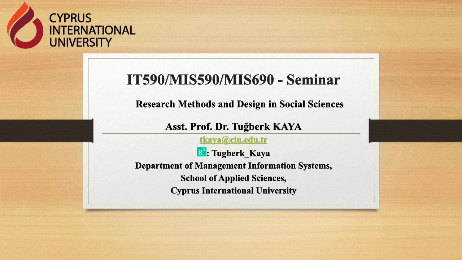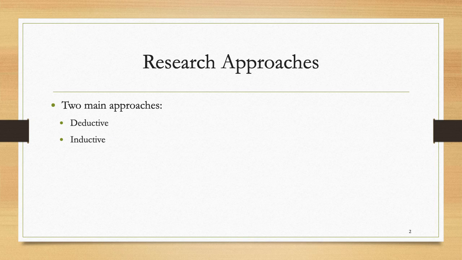This week we will cover research methods and design in social sciences. So there are two main research approaches, which are deductive and inductive.